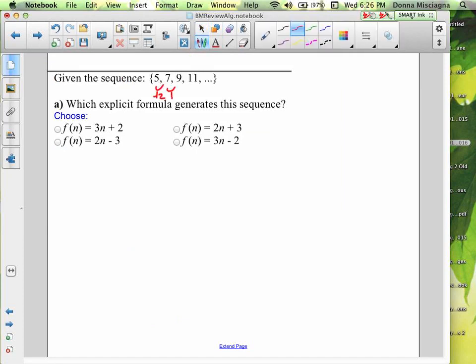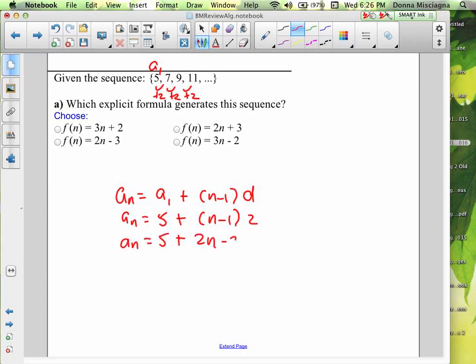Given the sequence, which explicit formula generates the sequence? Plus 2, plus 2, plus 2. It is arithmetic. All right, so a_n equals a1 plus n minus 1 times d. Our a1 is 5. So a_n equals 5 plus n minus 1 times 2, and then 5 plus 2n minus 2. Combine your terms, a_n equals 2n plus 3. And there that is. So the correct answer is that one.